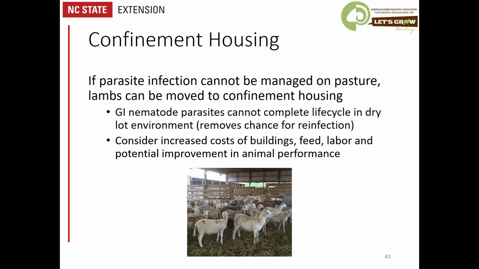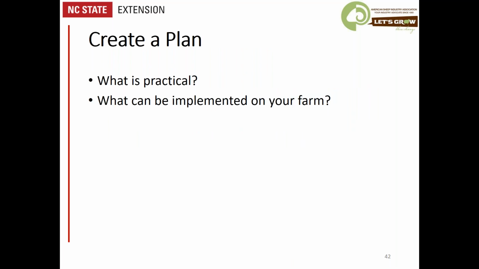So some things to think about, not telling everyone that this is what they have to do, but if things get bad and there's nothing else you can do, it sometimes is an effective tool to just get them away from the worms altogether.